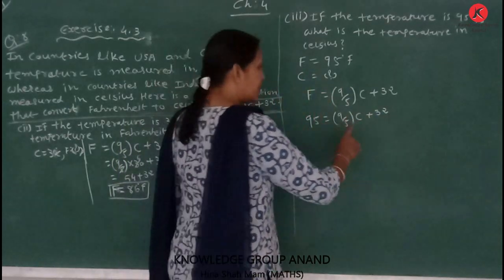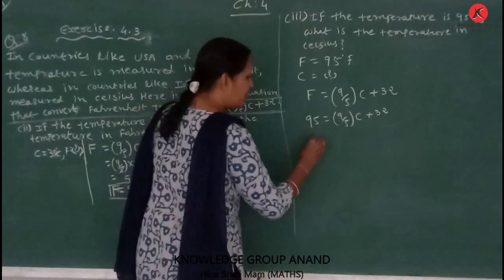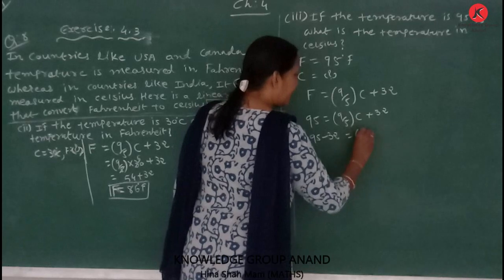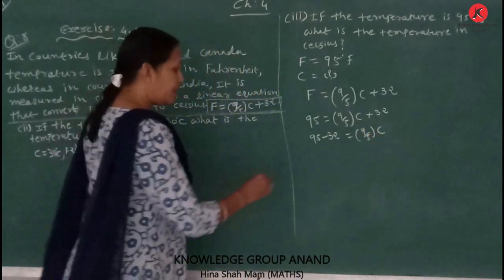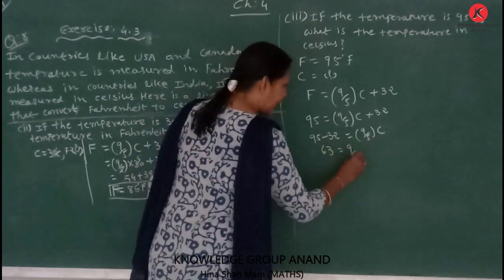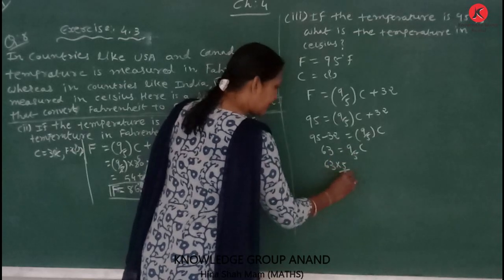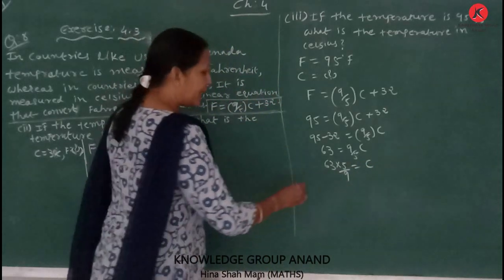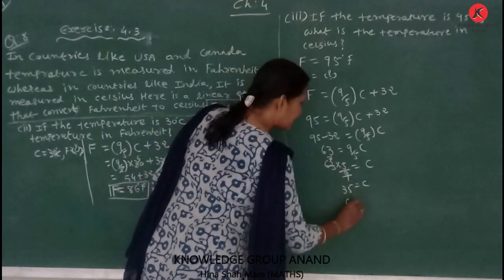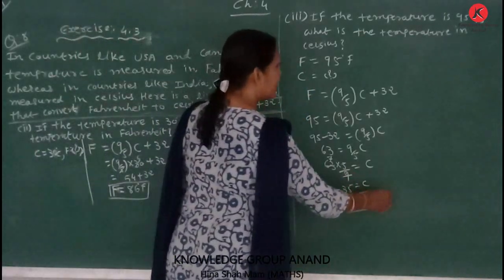Here first we simplify this equation. First, 95 minus 32 is equal to 9 by 5 C. That gives 63 is equal to 9 by 5 C. The 5 is in multiplication and it becomes division, so 63 times 5 divided by 9 is equal to C. 9 times 7 is 63, so C is equal to 35 degrees Celsius.